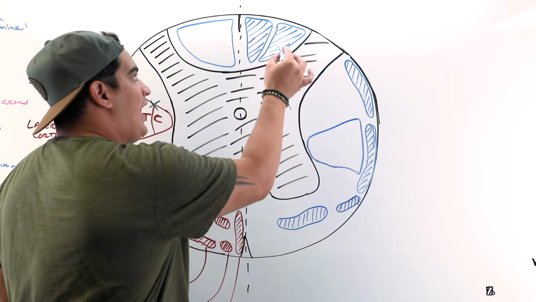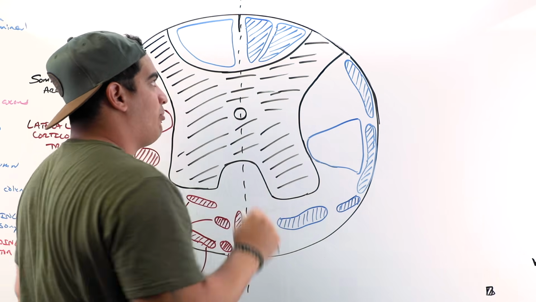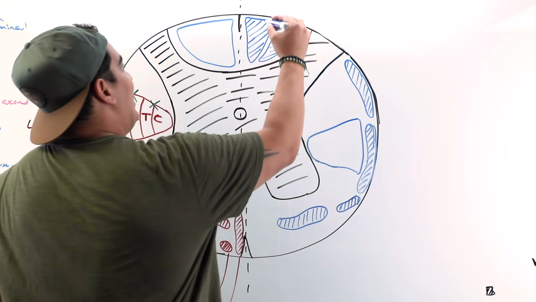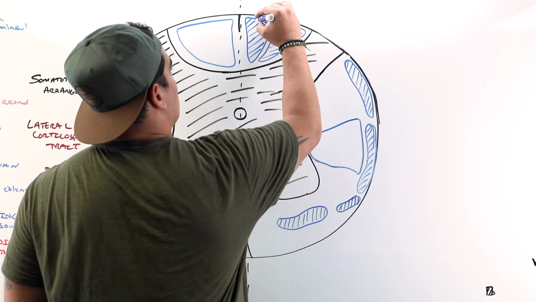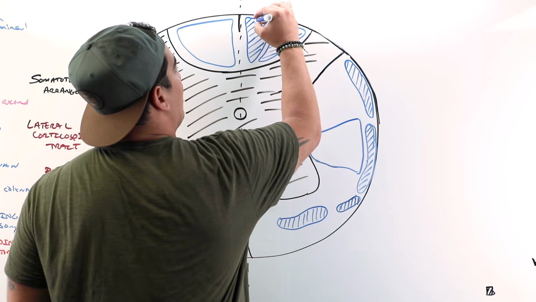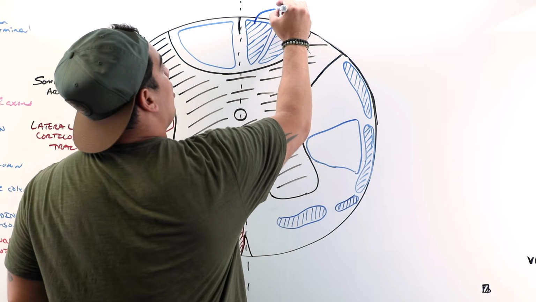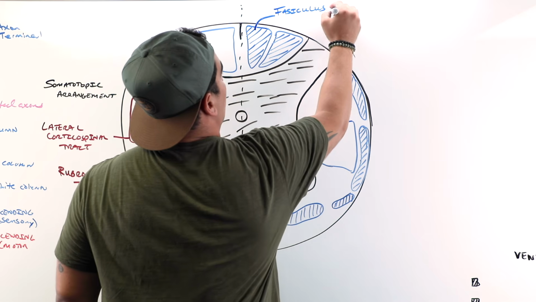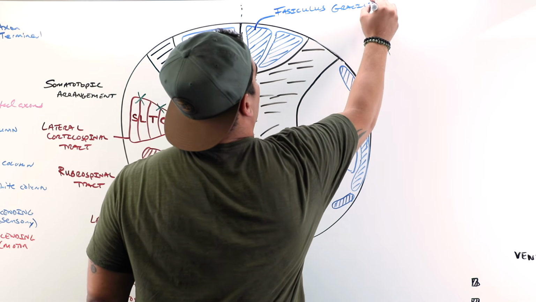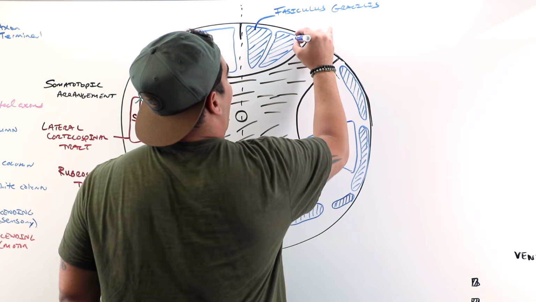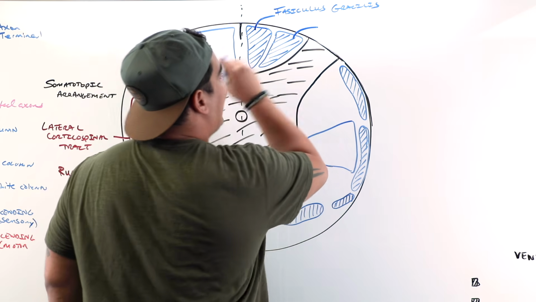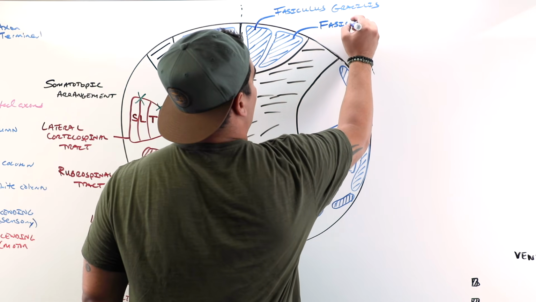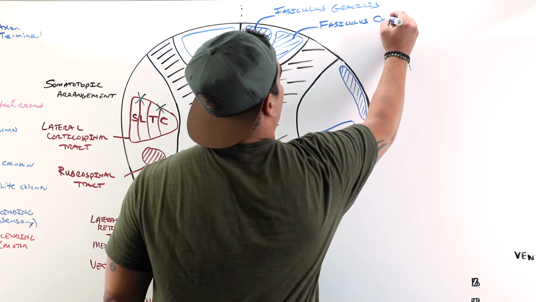There are special names for the tracts present in the dorsal white column. If we talk about this tract, which is located more medially, this is called the fasciculus gracilis. If we talk about this tract, which is located laterally in this dorsal white column, this is called our fasciculus cuneatus.